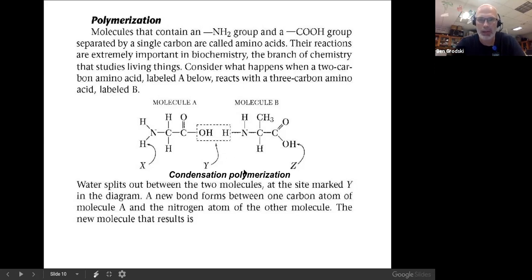Here it's chemically appearing as the H from the amine hits the OH from the carboxylic acid of two different amino acids, and water comes out. So anytime we have monomers, single units that have H's and OH's, or have the ability for water to come out and then link them, we call it condensation polymerization.